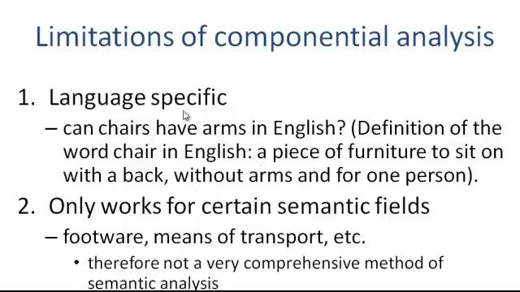This is the reason why we consider language specificity as one of the disadvantages of componential analysis. We've said that for us to provide certain features of a word, we may consider the definitions first, and the definitions sometimes may be language specific, as we have seen here: in English a chair is a piece of furniture that does not have arms, or in our language like Chichewa, a chair may have arms.